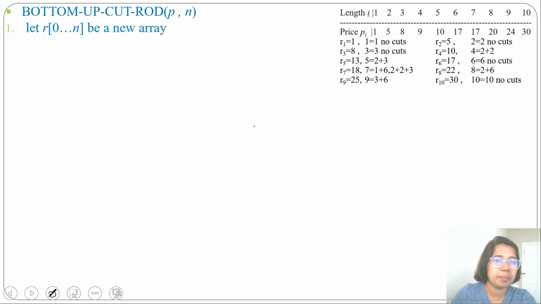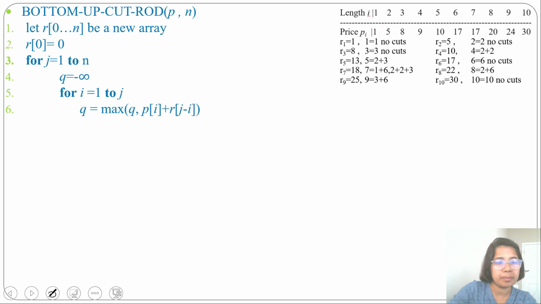Bottom-up cut rod, P, n. Let R[0..n] be a new array. There we will save all revenue. R0 equals 0. When size is 0, there is no revenue. Then for j equals 1 to n, q will be minus infinity. Then for i equals 1 to j, q will be max of q, then p of i, that is price of i, plus revenue of r of j minus i. Then r j will be q. Then return r n. So finally we'll get an array of all revenue.